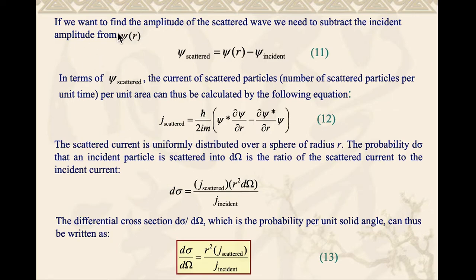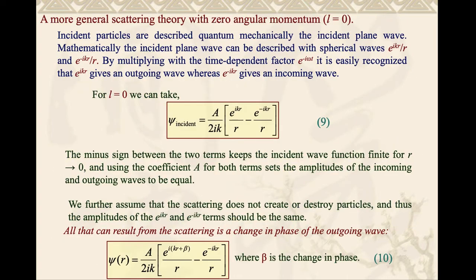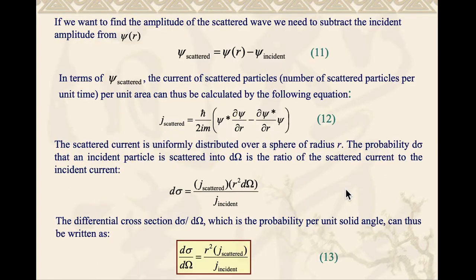If we want to find out the amplitude of the scattered wave, we need to subtract the incident amplitude from psi r. So, psi scattered is psi r minus psi incident. This is psi r and this is psi incident.